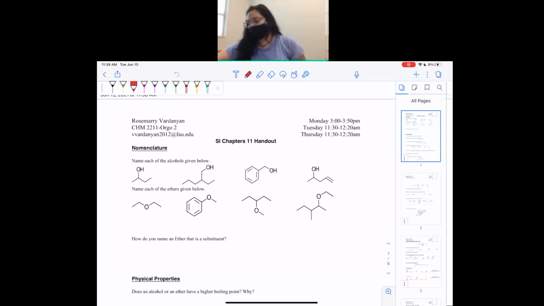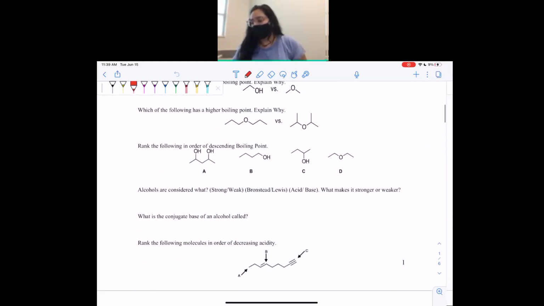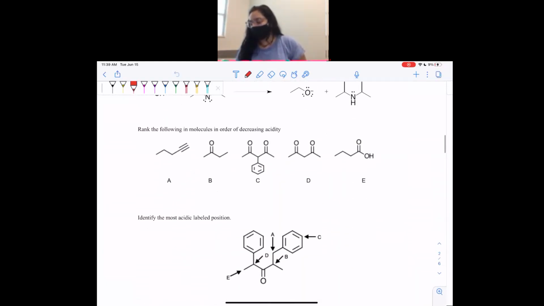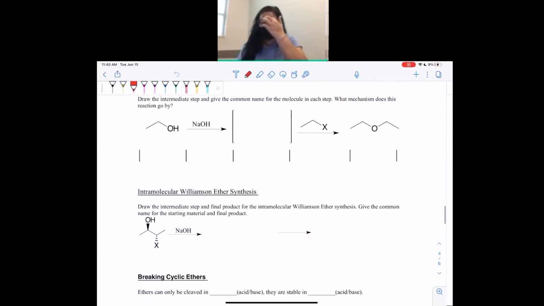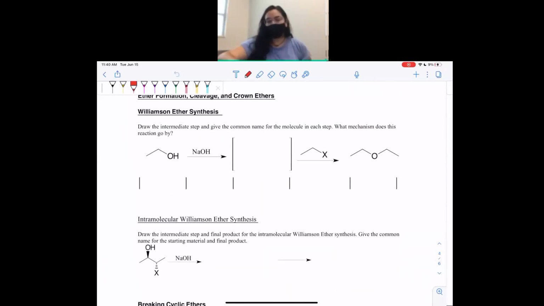Let's get started. So we already covered all the physical properties and stuff, so we're gonna skip that. Where we stopped is ethers and epoxides, so we're gonna pick up there. So ethers, we kind of already talked about. That's when we have an oxygen with two R groups.